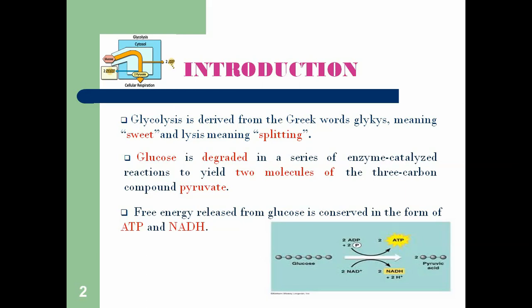So basically, a molecule of glucose is degraded in a series of enzyme catalyzed reactions to yield two molecules of a 3-carbon compound known as pyruvate. And during the sequential reactions of glycolysis, some of the free energy that is released from glucose is conserved in the form of ATP and NADPH.